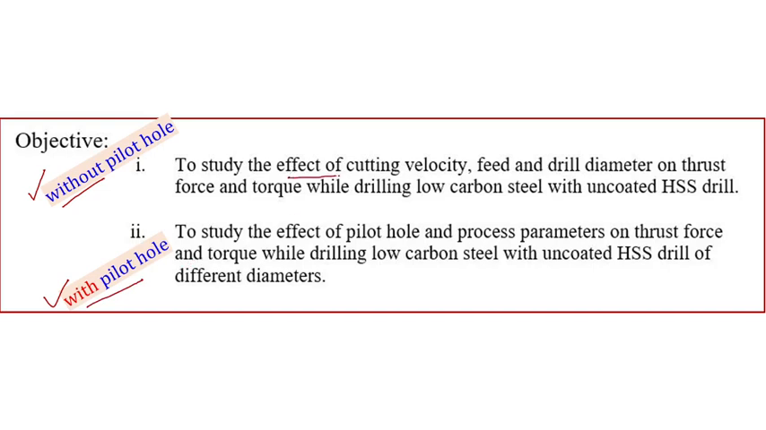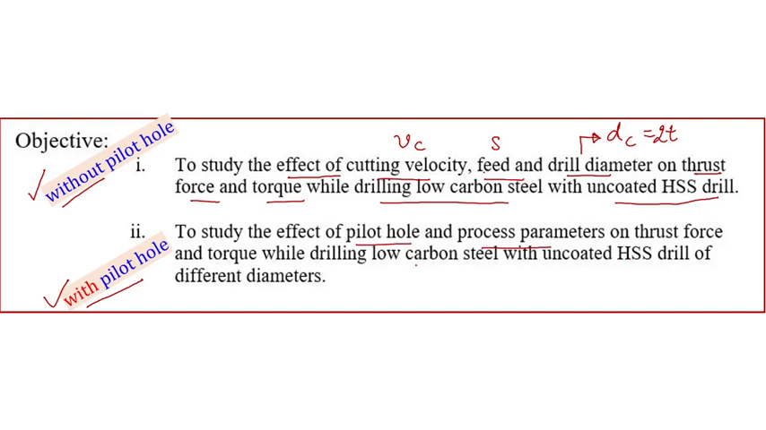You have to study the effect of cutting velocity, feed and drill diameter. So this is your VC, this is your f and S, and drill diameter is DC, which is related to depth of cut. So this is nothing but this. On thrust force and torque while drilling low carbon steel with uncoated HSS drill. So we are not using a coated drill, we are using an uncoated drill. And we will also study the effect of pilot hole and process parameter on the same thing.